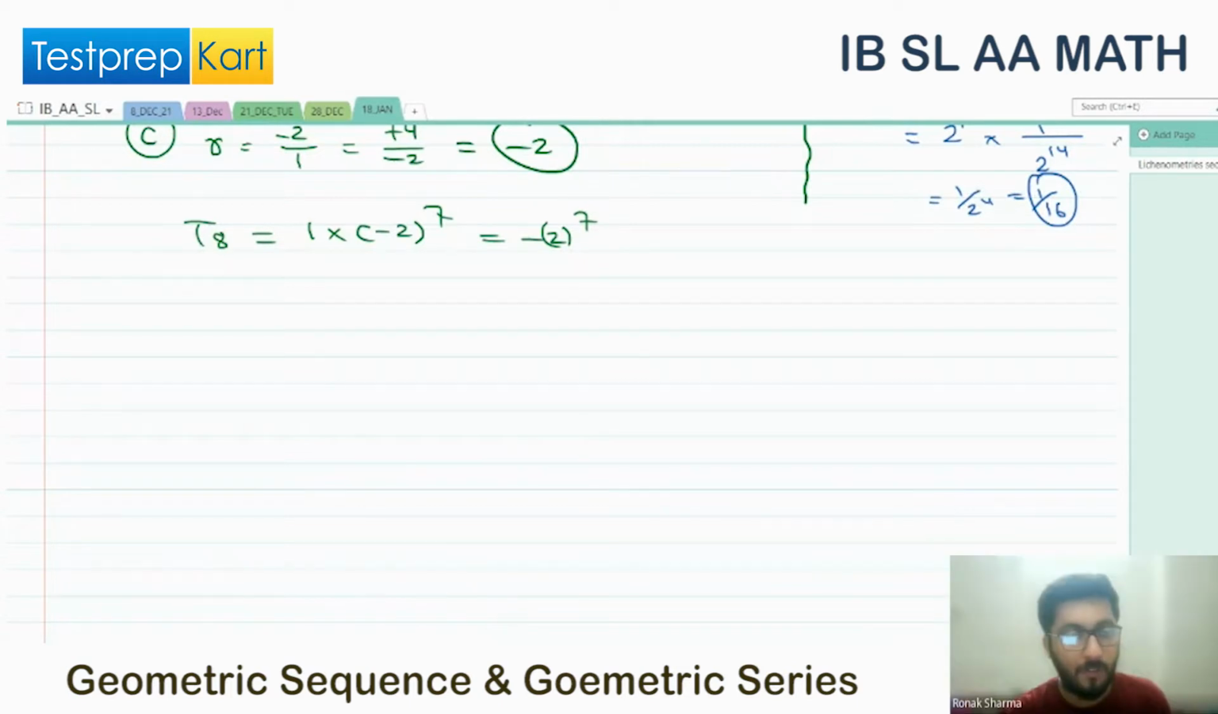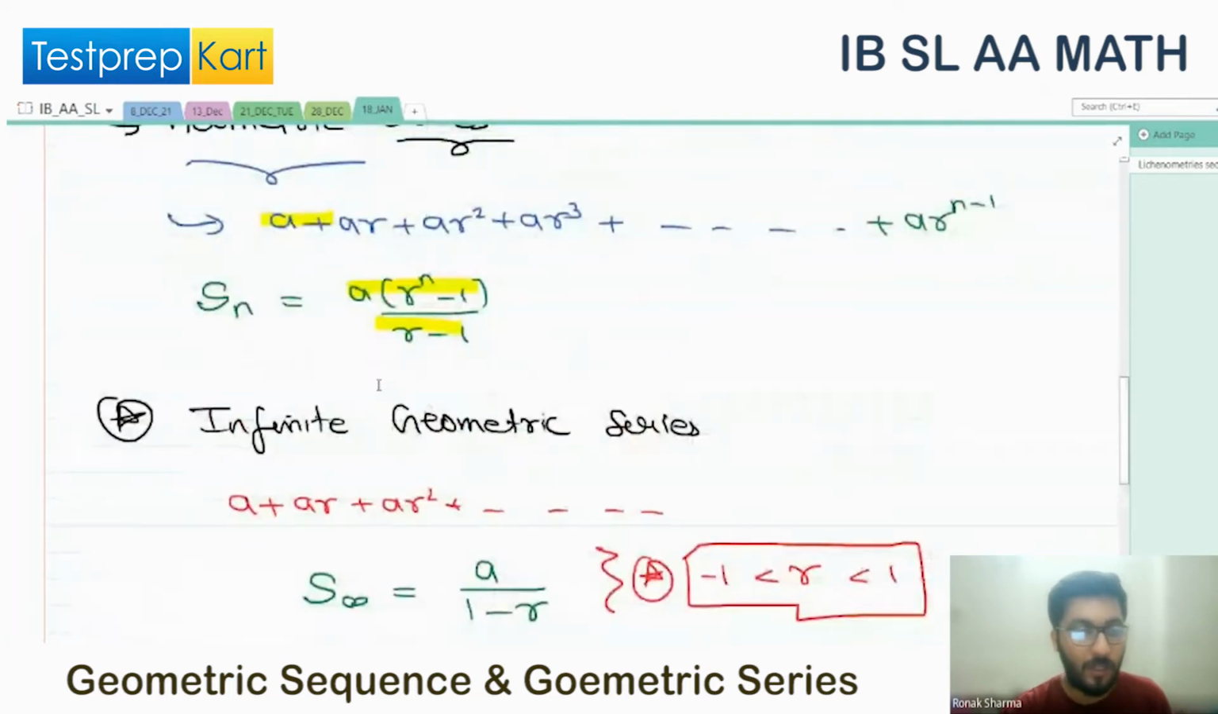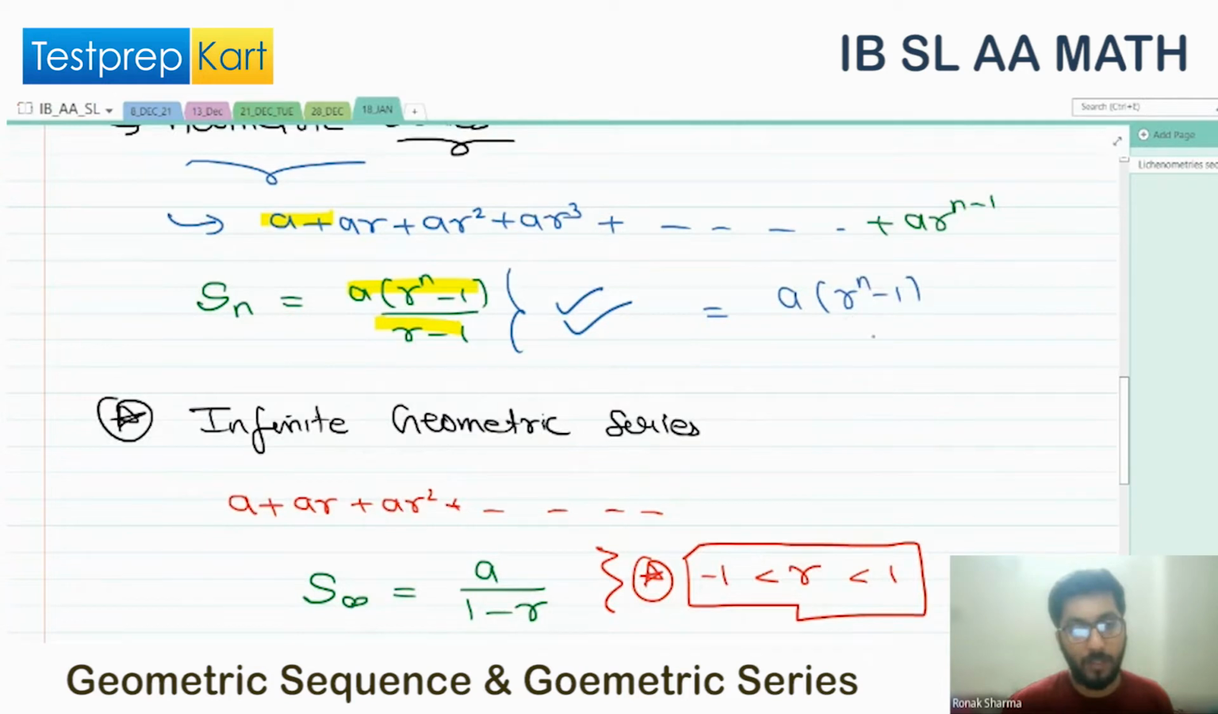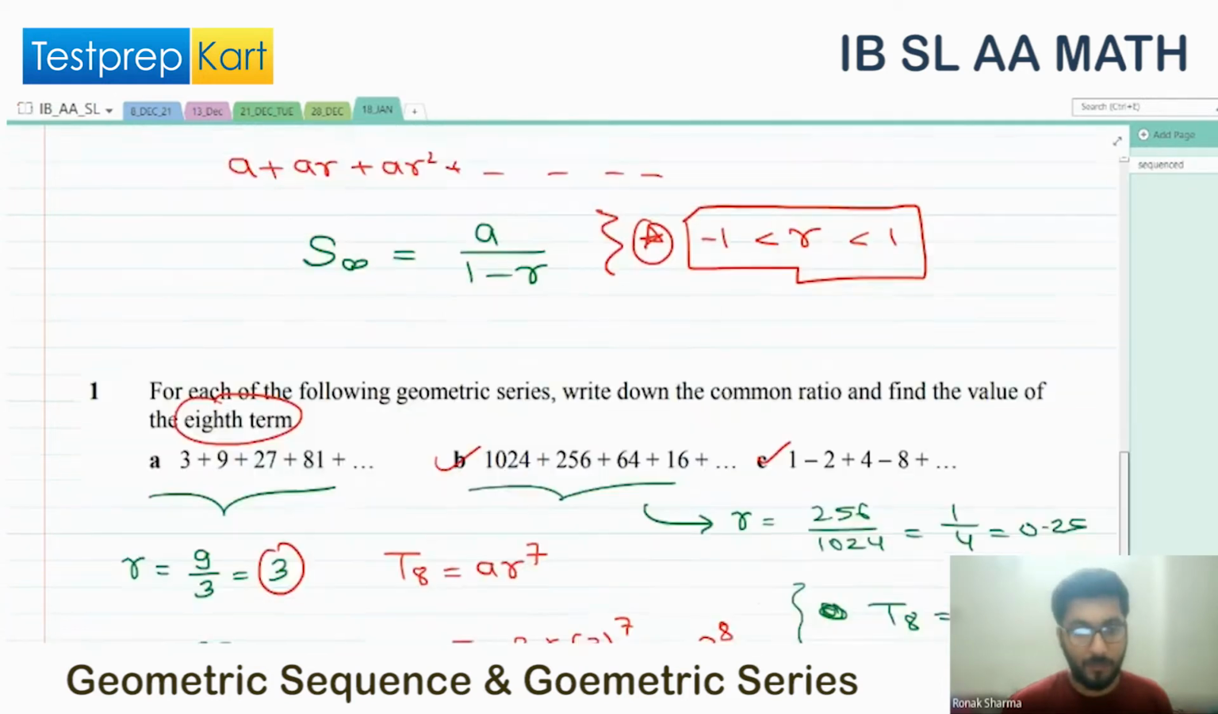What is the sum of the n terms for a geometric series? We just learned the formula. That is a into r power n minus 1 by r minus 1. N is the number of terms.